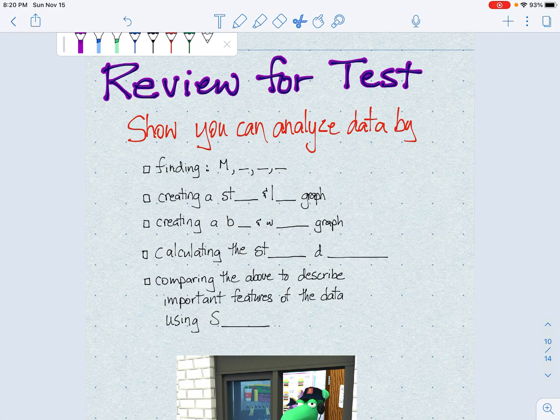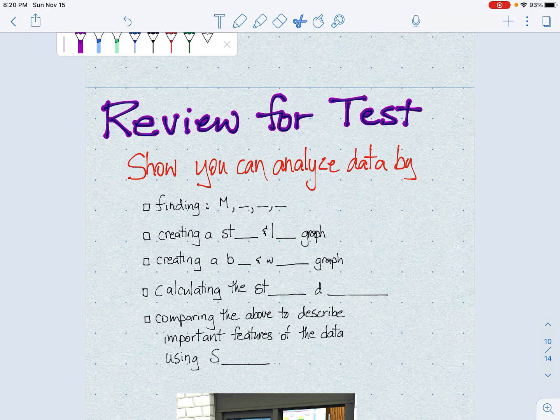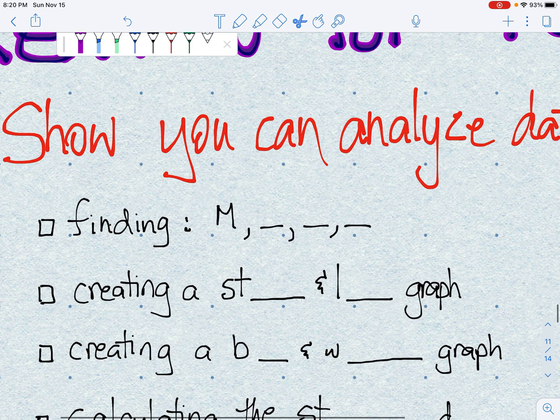Okay, here we go. Reviewing for our Chapter 5 test. Well, we have been analyzing data, mainly by looking at our SOCCS, our centers, our spreads, our outliers, our context, and our shape of our graphs. We begin the chapter by looking at mean, median, and mode. And so on your test, you are going to be asked to find those things and the range.